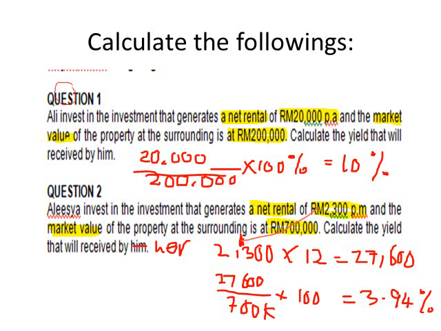So that's very simple. We have already learned how to calculate the net rental, and now we have learned how to calculate the yield, or rate of return. So that's very easy. These are the only two things that you need to remember, because this is actually the basic foundation for further calculations that you're going to learn probably this semester and the coming semester.